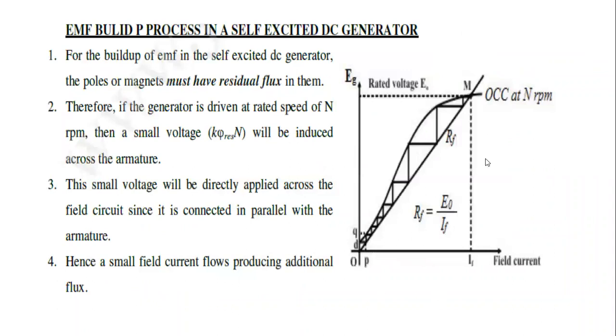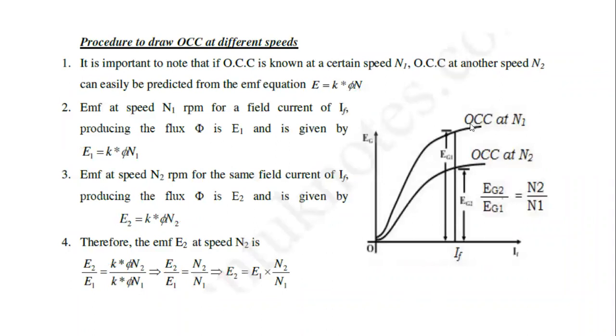Okay, that will be observed in the graph. E2 by E1 is equal to N2 by N1. This is the OCC characteristics at N1 speed, and this is the OCC characteristics at N2 speed. Both the OCC characteristics are drawn with respect to EG versus IF, where IF is the field current and EG or E0 is the no load voltage.